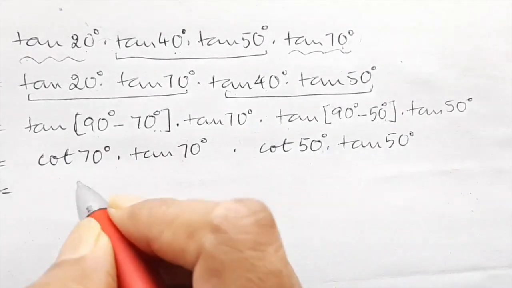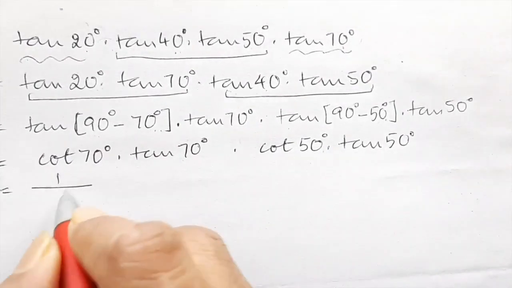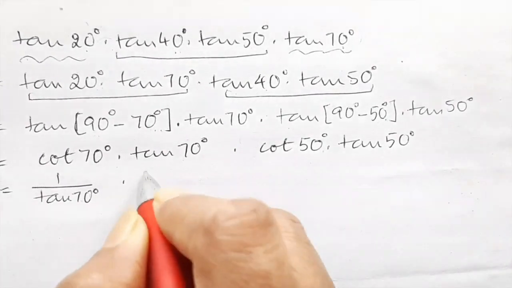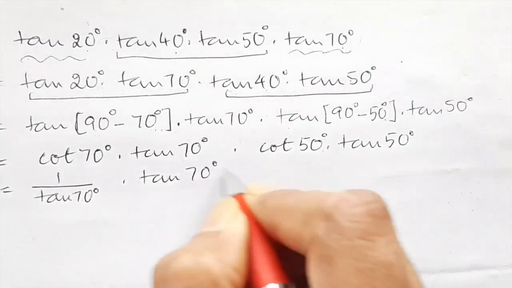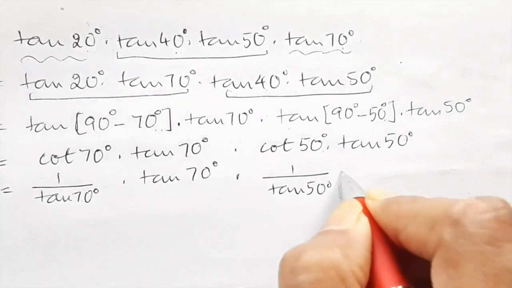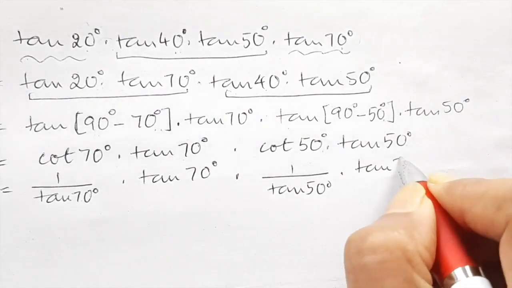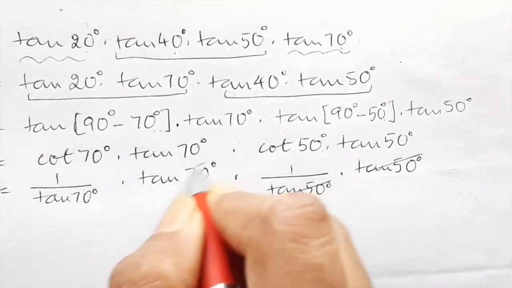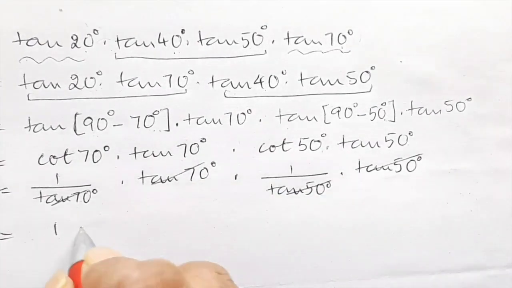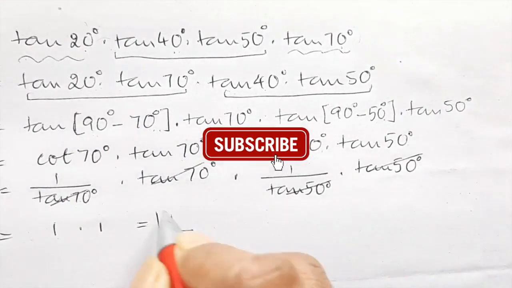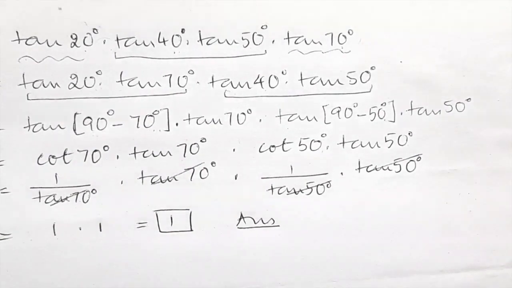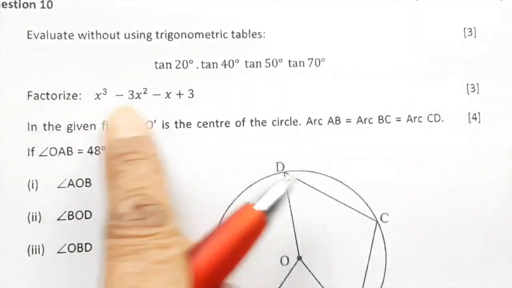Now we know that cot is 1 upon tan. So we will write this cot 70 as 1 upon tan 70 degrees into tan 70 degrees, into this becomes 1 upon tan 50 degrees into this as it is, tan 50 degrees. And then you will see when we cancel this, you will get 1 multiplied by 1, which is 1. So our evaluation answer is 1. Got that? 10b is factorize.